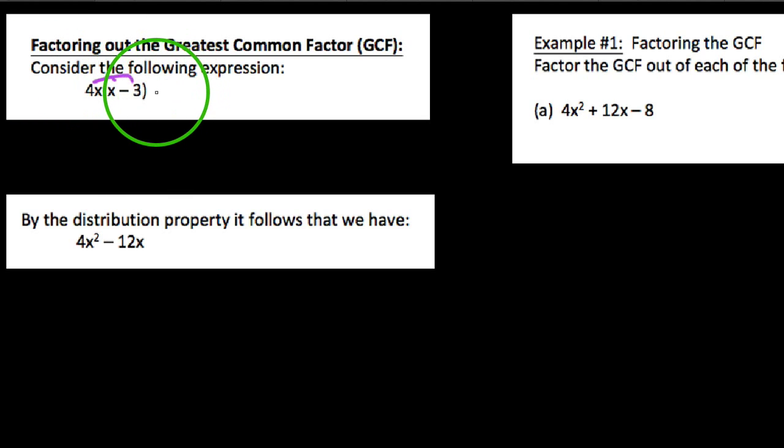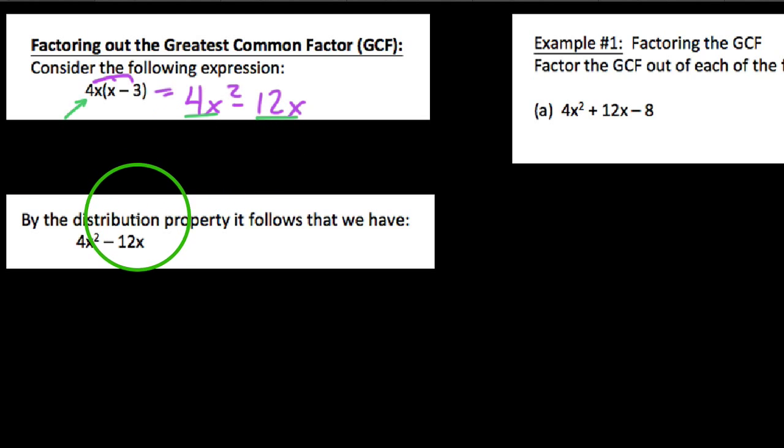Now, by the distribution property, we would have 4x times x, which would give us 4x squared, and then we would also have a positive 4x times a negative 3, which gives us a negative 12x. The thing I'd like to notice here is that each term in the expression, these are things separated by pluses or minuses, has common factors, and of course that common factor would be 4, because we actually sent a 4 through, but also an x. That is to say, if I were to ask what 4x squared and negative 12x have in common, they could both divide out a 4 and they could both divide out an x.